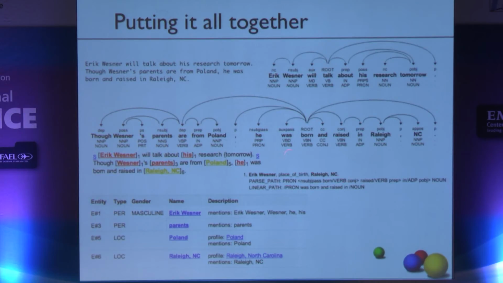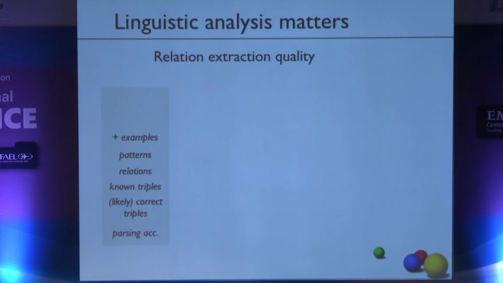Place of birth is a relation, an attribute in the knowledge graph. It's not something that I directly connect to the text. The text doesn't talk about place of birth; it says that he was born and raised. Notice also that here I don't have Eric Wessner, I have "he." I had to be able to link this pronoun to its antecedent to figure out that this is a claim that Eric Wessner was born in Raleigh, North Carolina. All of these inferences are inferences I want to do automatically, and we do them automatically.